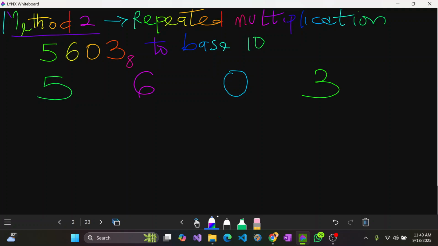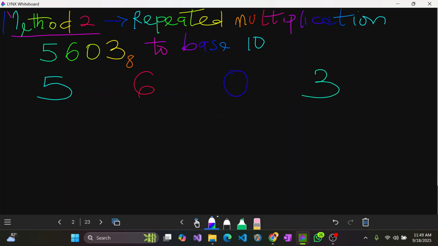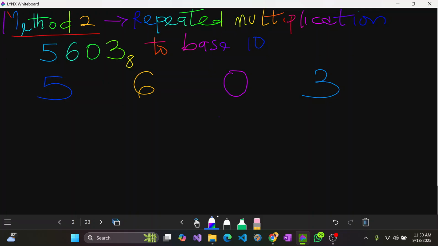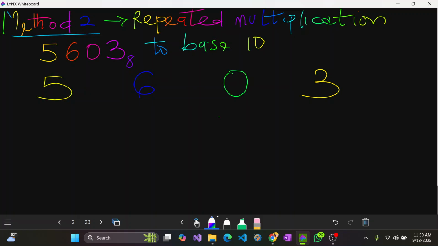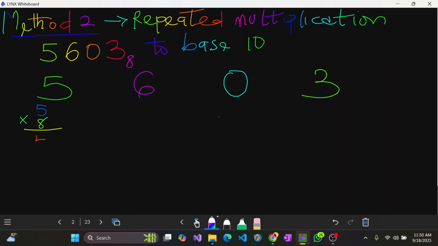After writing these numbers, we use the first number, which is 5, to multiply the base given to us. In this case, it is base 8. If you are given base 9, you use the first number to multiply 9, which is the base given. Whichever base is given to you is what you use to multiply the numbers. So we have 5 times 8, which gives us 40.